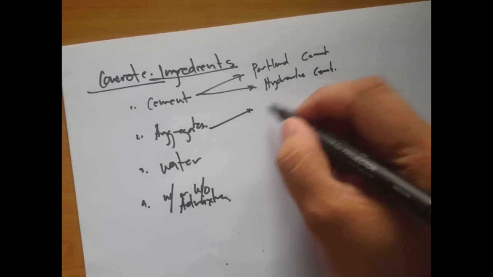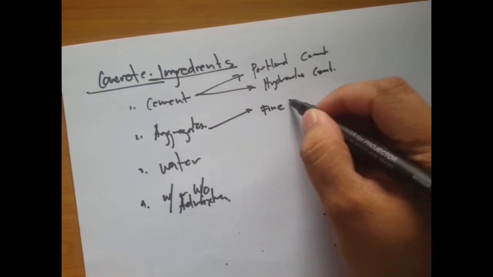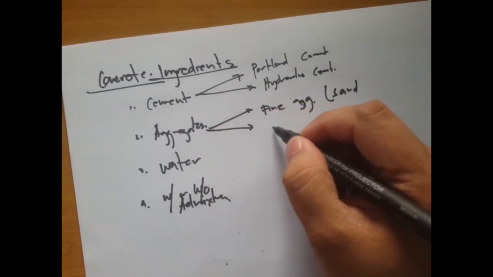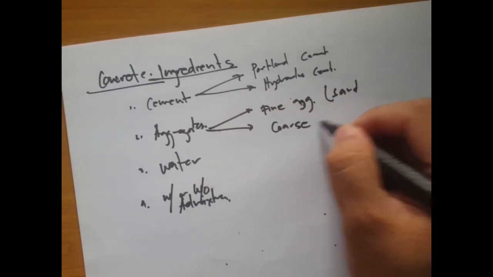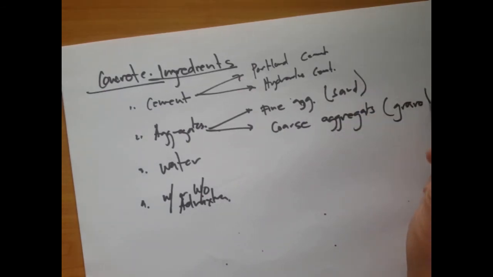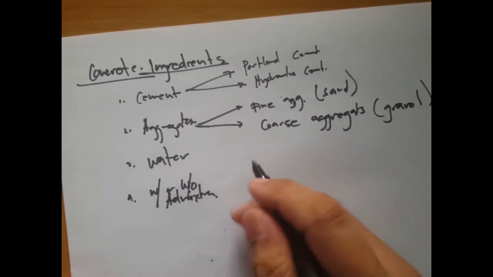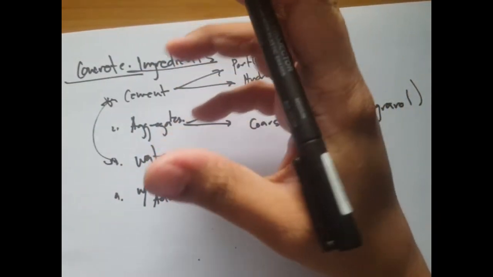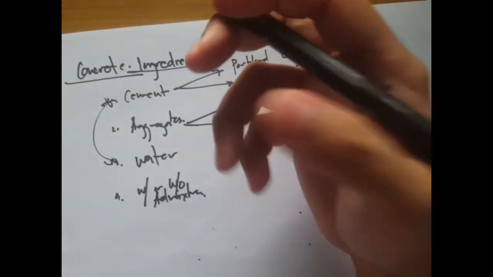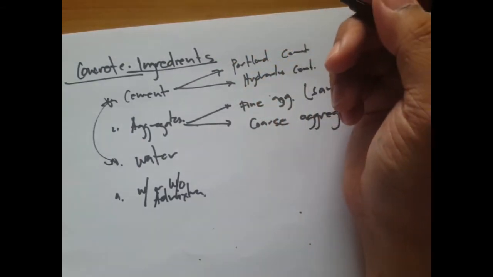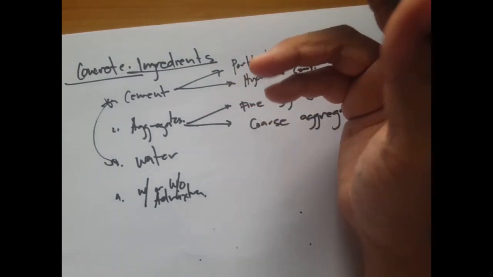Okay, and for the aggregates, we have fine aggregates, or let's say sand, and then another one is gravel, the coarse aggregates. The water, with or without admixtures. Once these three ingredients mix, then after some time it hardens and becomes a strong material that is suitable for construction or as construction materials.